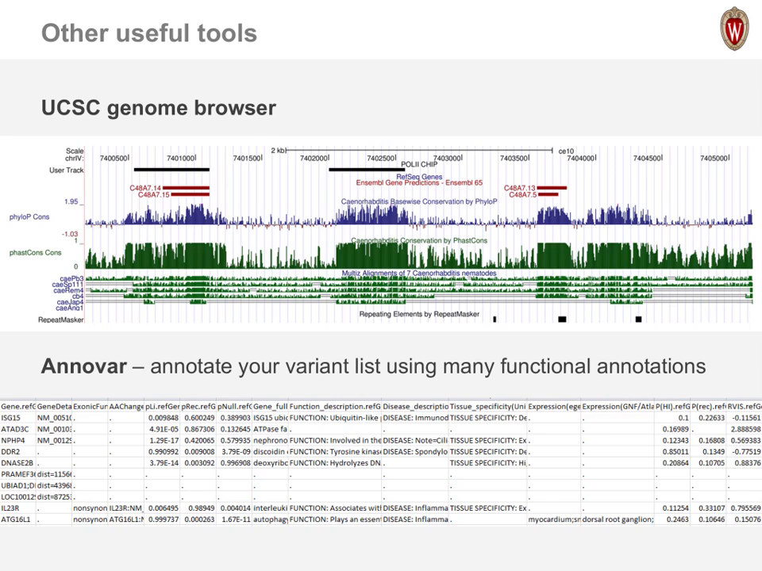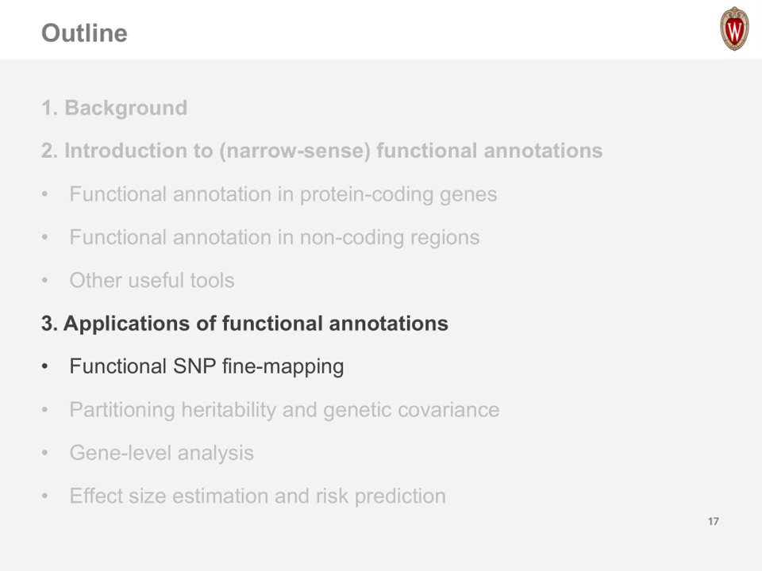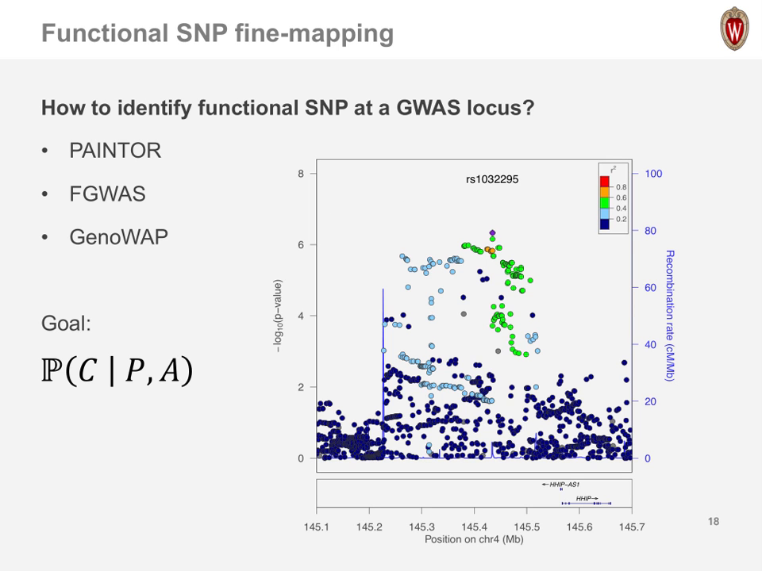Okay? So the more exciting part of this is, we've already had a long list of annotations. How exactly can we use this information to help us understand complex traits? Specifically, how do we integrate this information with GWAS or just GWAS summary statistics to make sense out of a result? So I'm going to give you several different applications. The first one is just functional SNP fine mapping.